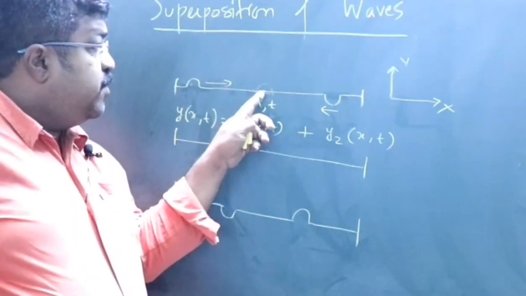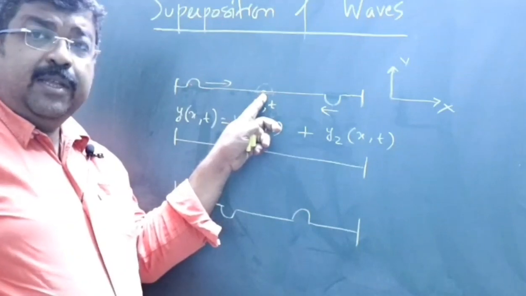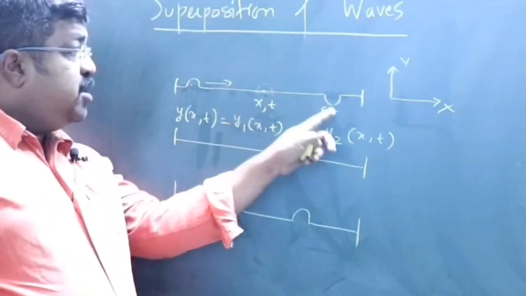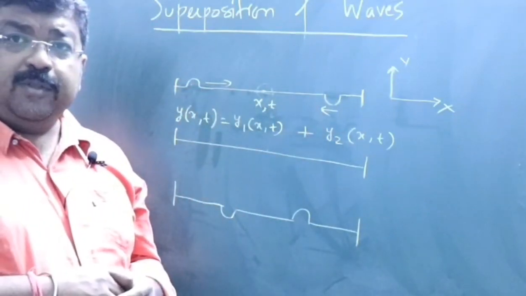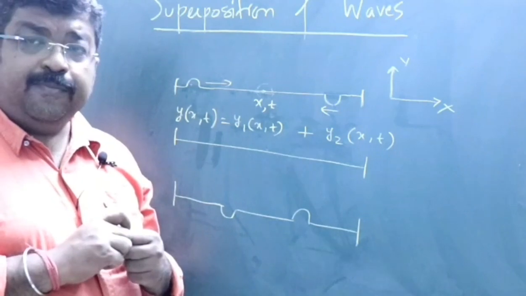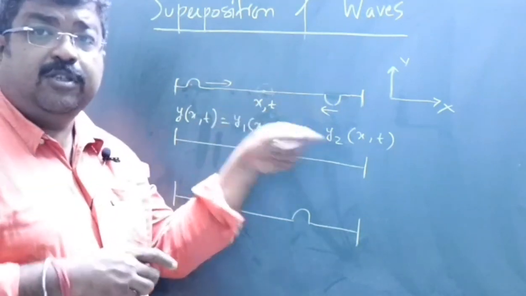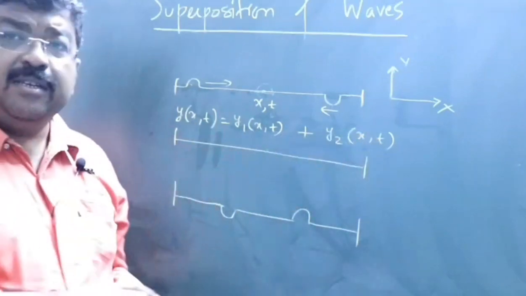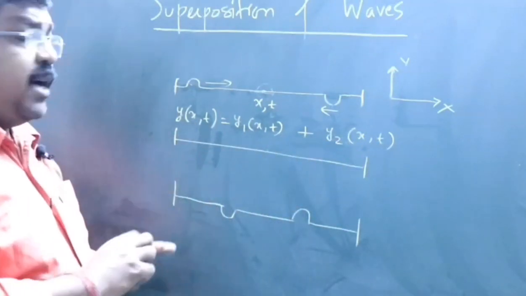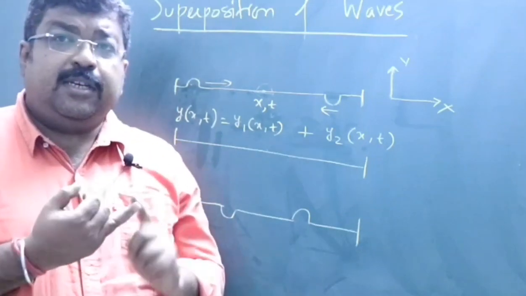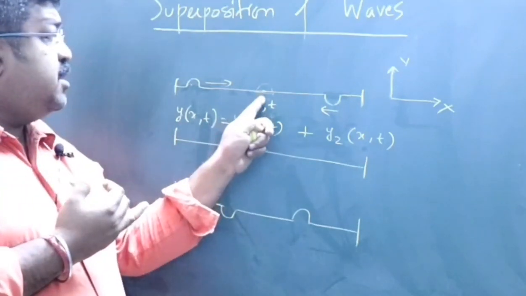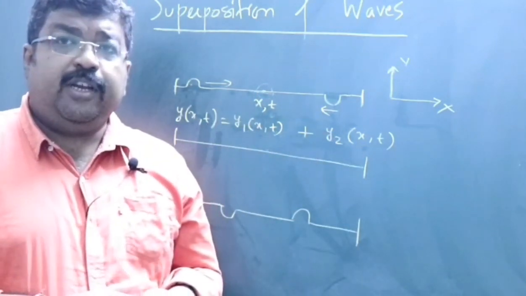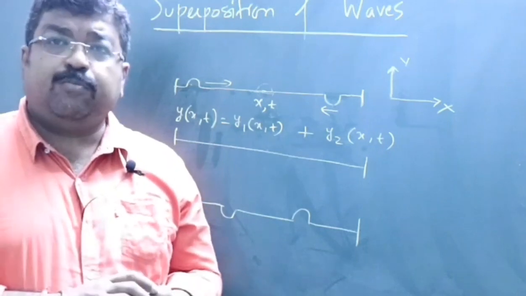So this x and t will remain the same, because for both waves to overlap at this particular position, this wave should reach this position at this time, and at the same time and at the same position this wave should also reach it. Then only overlapping will be possible at this particular position. At some other position you may have overlap. So this x comma t is the same everywhere. So the first thing is the resultant displacement is the algebraic sum of the displacements produced by the individual waves or individual pulses. This is the first thing about superposition.